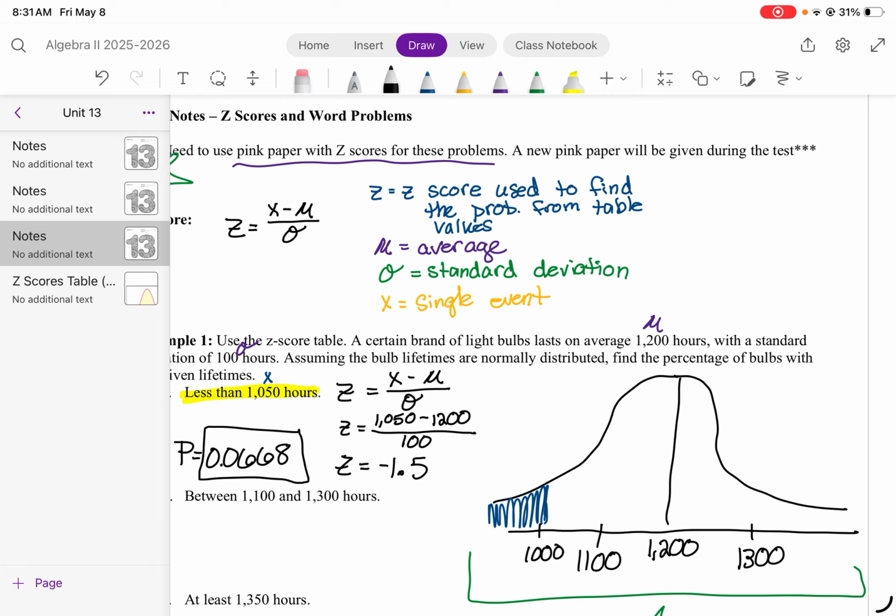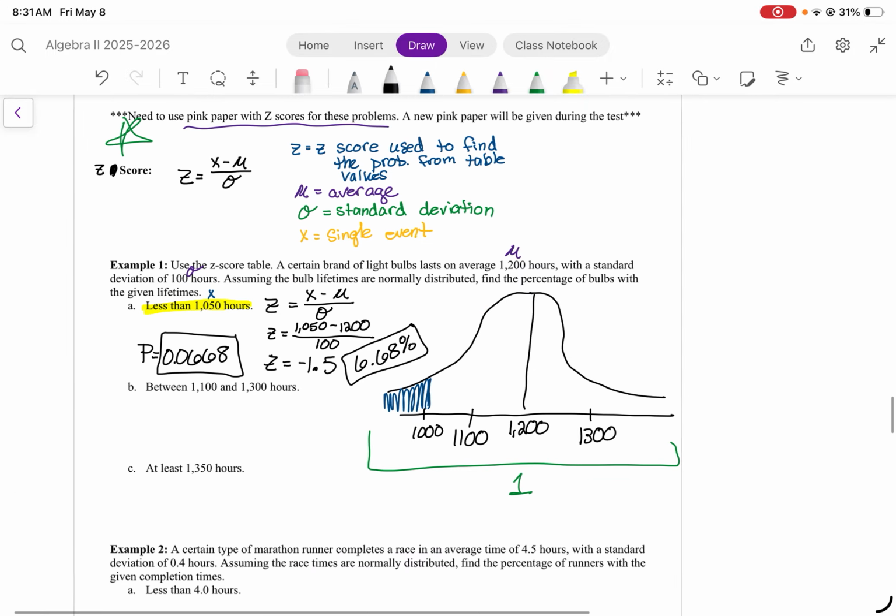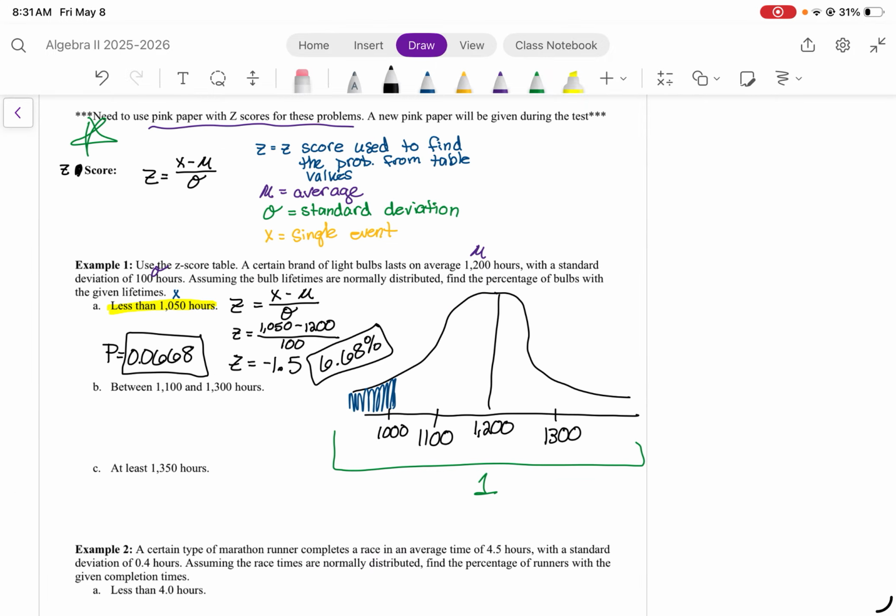So the likelihood of our light bulb lasting less than that many hours isn't very high. If we set it as a percentage, which would also be acceptable, you would have 6.68%. So not very many of them last less than that many hours, which seems like a pretty good deal. Okay, now we're going to look at our next one.